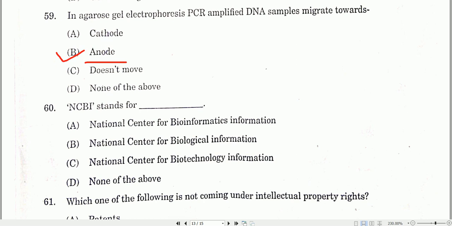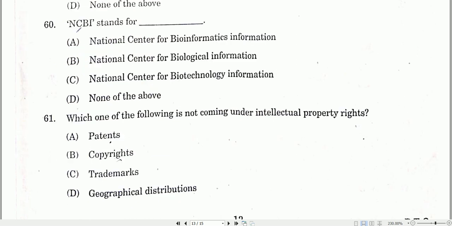From cathode, it migrates to anode. So option B will be the correct one. NCBI stands for National Center for Biotechnology Information. So option C will be the correct one.